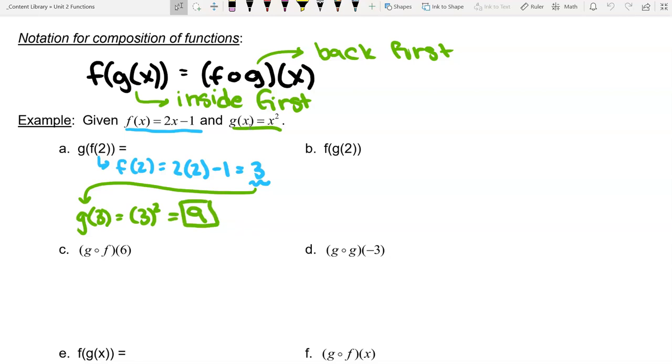And we know that the reverse is not the same. So if you feel comfortable, try B. I'm going to put that up as well and go through it. So take a second, try B.